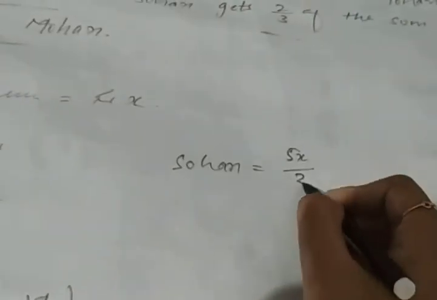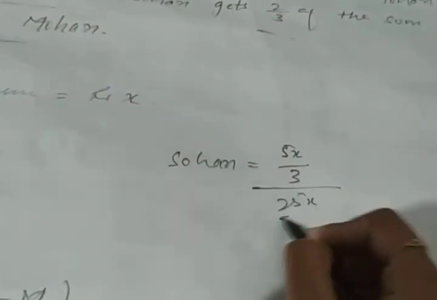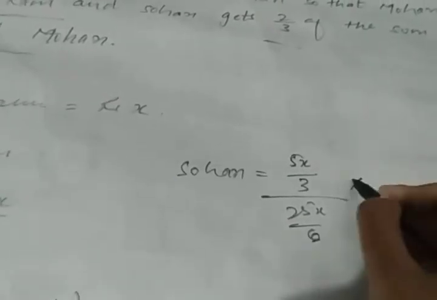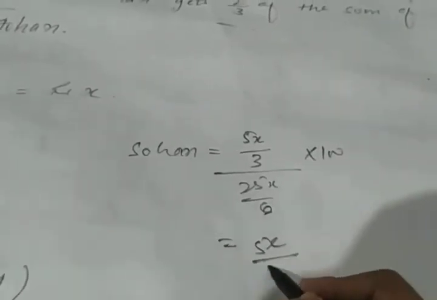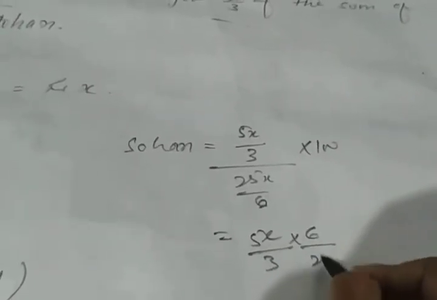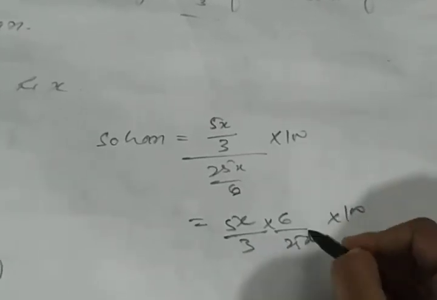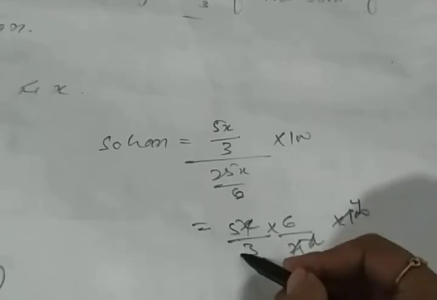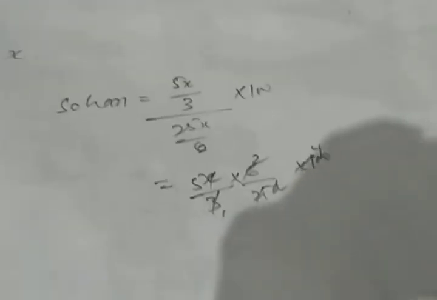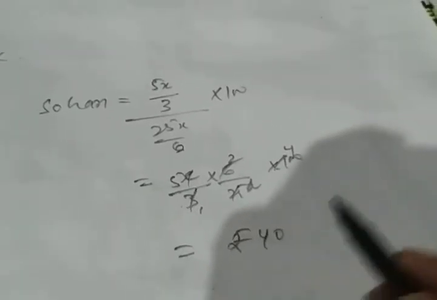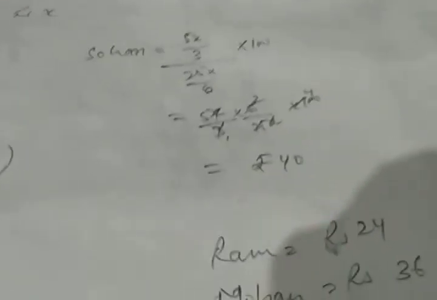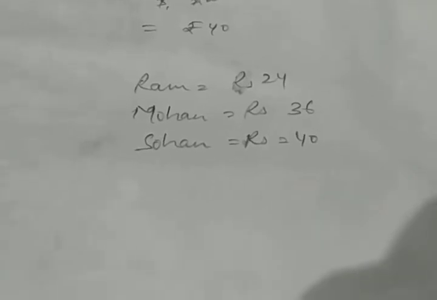Then Sohan gets, Sohan's part is 5x/3, the sum is 25x/6, and the amount to be divided is 100. So 5x/3 times 6/25x into 100. x is 4, 3 twos are 6, then 5 twos are 10, and 10 fours are 40. Sohan gets 40 rupees. The answer is: Ram gets rupees 24, Mohan gets rupees 36, and Sohan gets rupees 40.